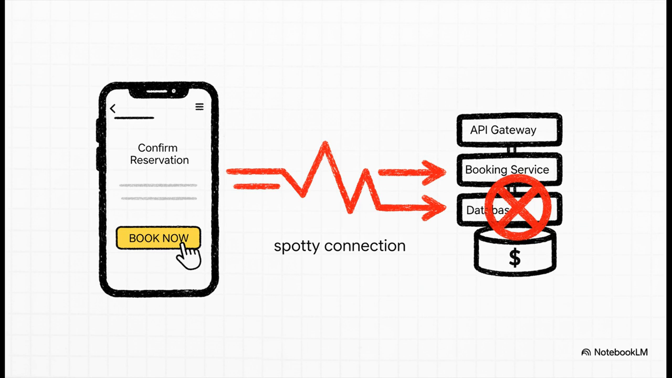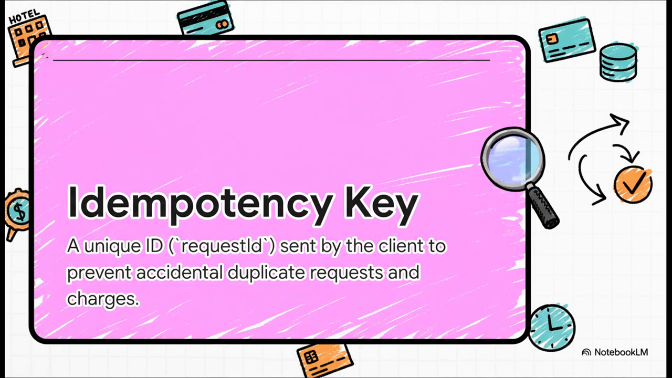But it also opens up a huge potential problem. What happens if your internet is a little shaky and you accidentally tap that button twice? Do you get charged twice? No, you don't. And here's why. Something called an idempotency key. It's a fancy term for a simple idea.